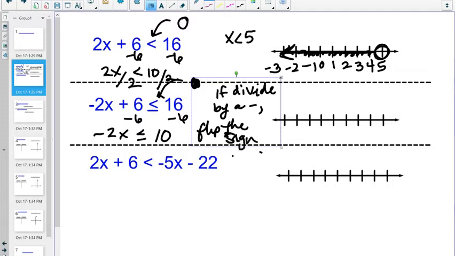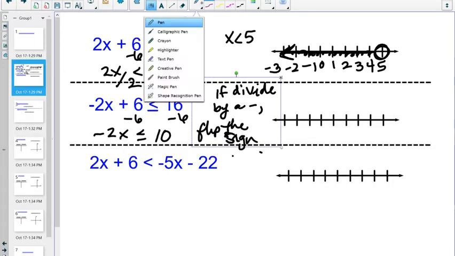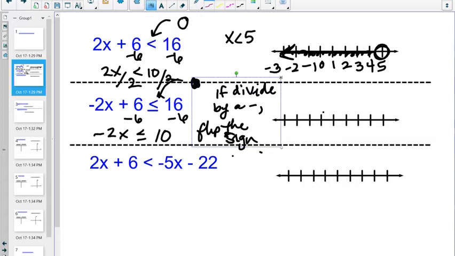I'm going to get, I ran out of room here, -2x less than or equal to 10. When you divide by a negative, not divide a negative, but divide by a negative, I have to flip the sign: x greater than or equal to -5.